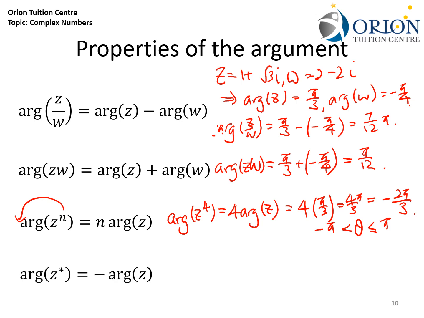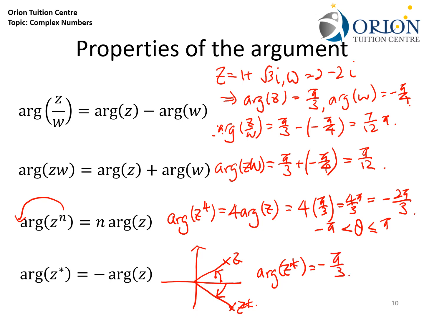Finally, the argument of the conjugate of z is equal to the negative of argument z, since z star is a reflection of z about the real axis. So imagine we have a complex number somewhere here as z. We are going to reflect it to get z star. So one angle is moving anti-clockwise from the axis and the other is moving clockwise. Hence, they are going to be negative of one another. Therefore, argument of z star will simply be negative pi over 3.